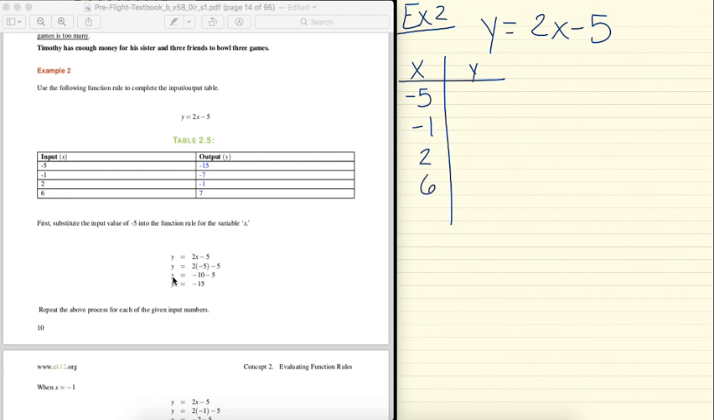So we're going to plug each of these x values into this function rule and then get the corresponding y values back out. If you want, you can try this one on your own, so you can pause the video and then press play when you're ready to see the answer. All right, so first things first, let's plug in -5. Doing the multiplication first, we would get -10 minus 5, and that would give us -15.